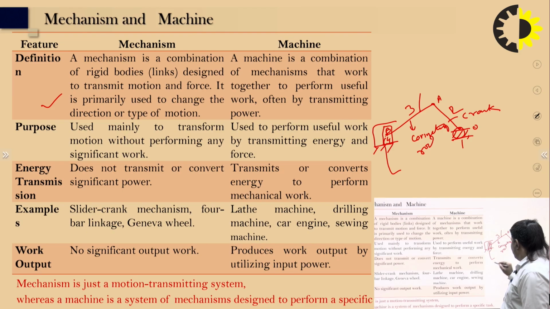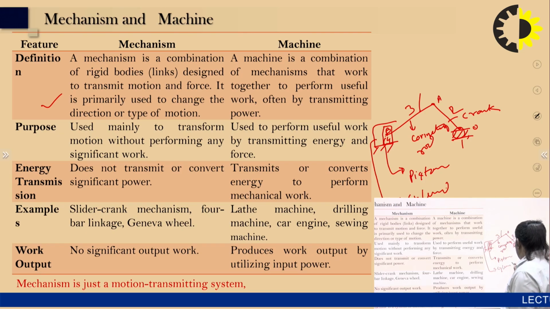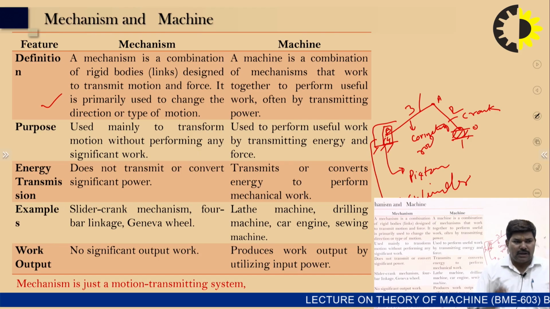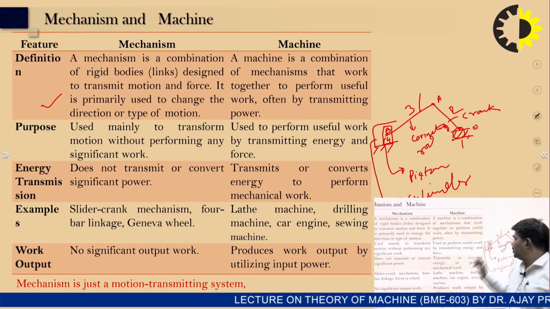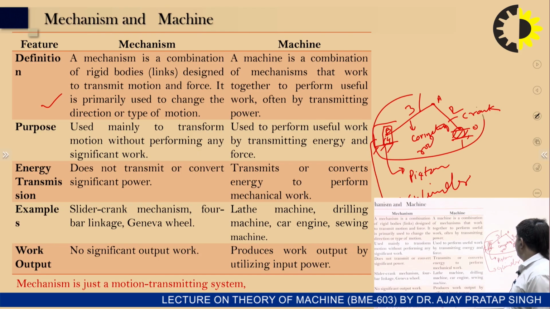This point, called point number B, is the piston, and this part is the cylinder. So these are the combination, you can say, of the slider crank mechanism, the 4 bar link. These are the slider crank mechanism, you can say the 4 bar mechanism.